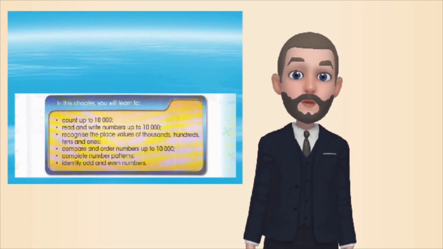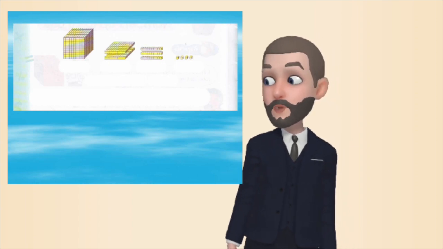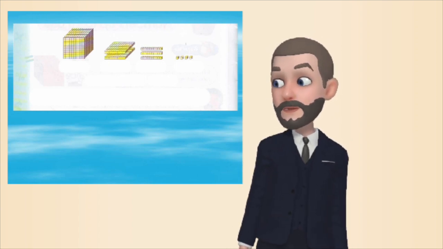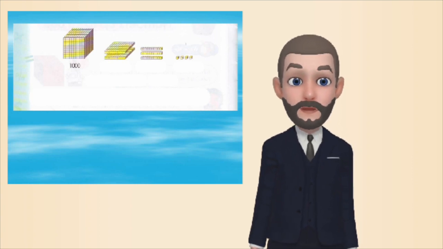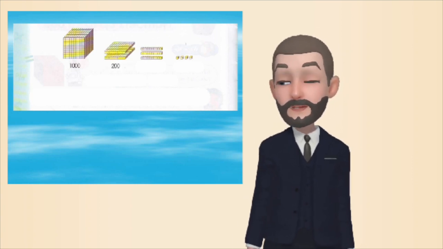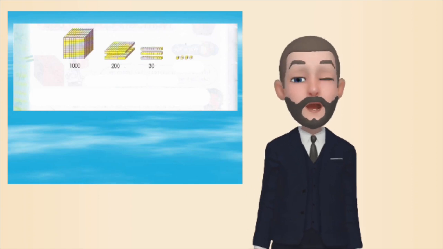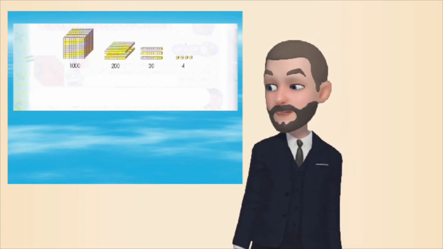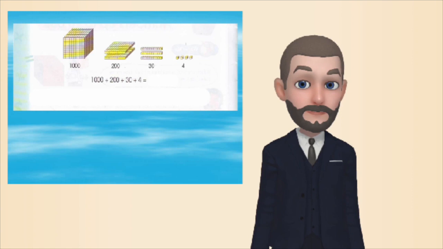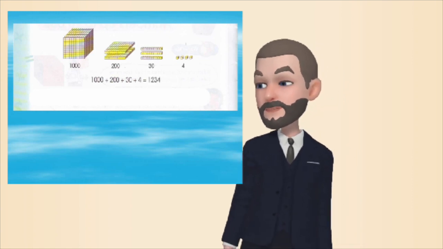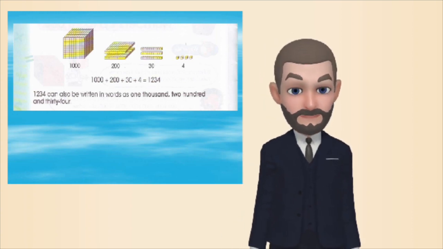Here we have an example. Let's count how many cubes there are altogether. We have thousands, hundreds, tens, and ones. First, how many thousand blocks do we have? I see one, so we have 1,000. We have 200. And how many groups of 10? 10, 20, 30. How many ones? 1, 2, 3, and 4. So 1,000 plus 200 plus 30 plus 4. Altogether we have 1,234. 1,234 can also be written in words.